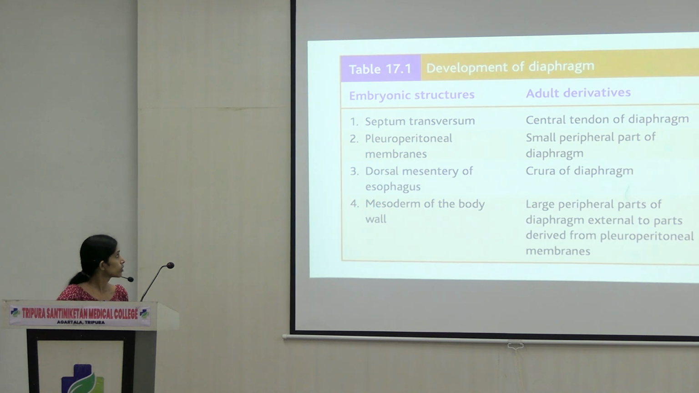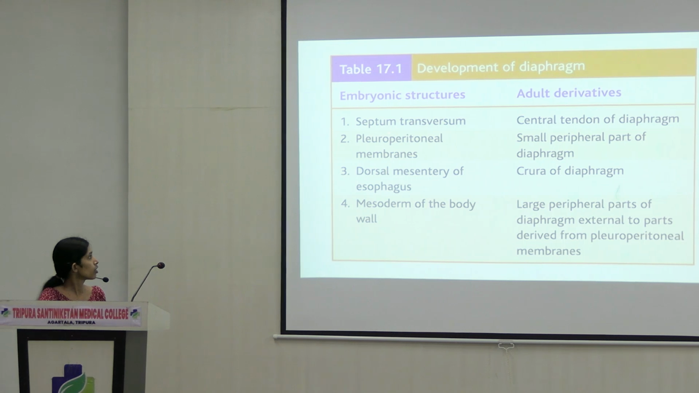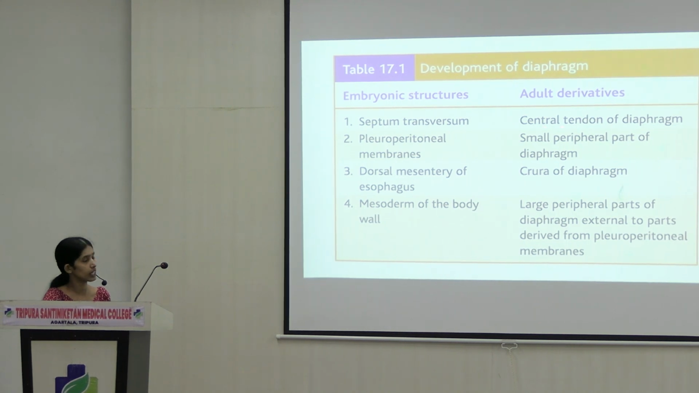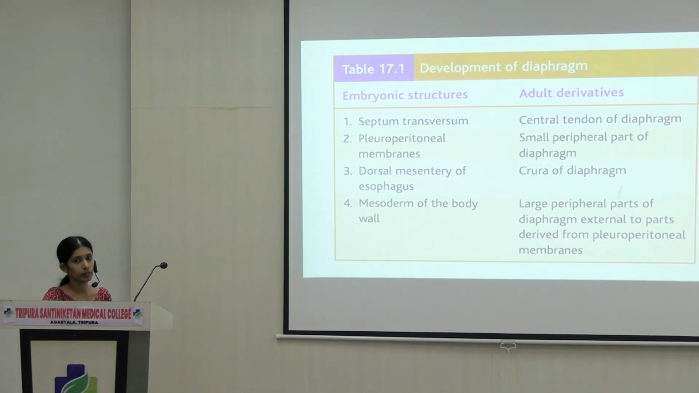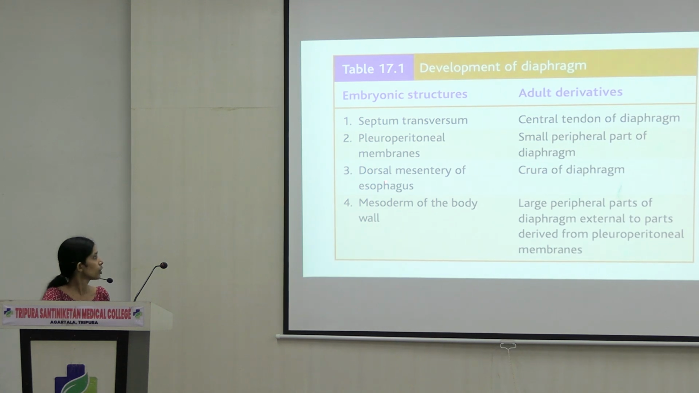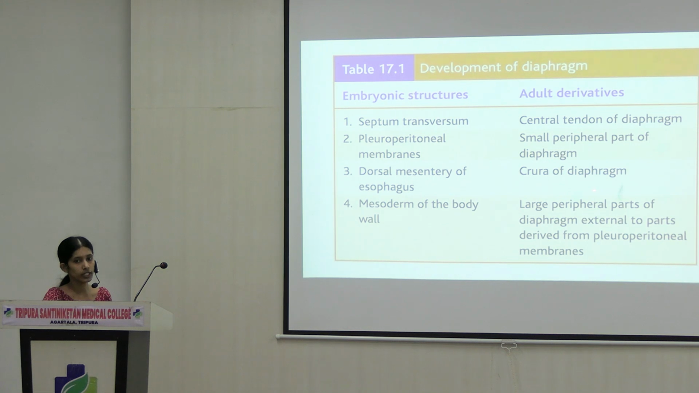These are the embryonic structures and these are the adult derivatives. From the septum transversum, we have the central tendon of the diaphragm. From the pleuroperitoneal membrane, we have a small peripheral part developing in the developed diaphragm. Dorsal mesentery of esophagus will give rise to the crura of the diaphragm. Mesoderm of the body wall is going to develop as a large peripheral part of the diaphragm external to parts derived from the pleuroperitoneal membranes.